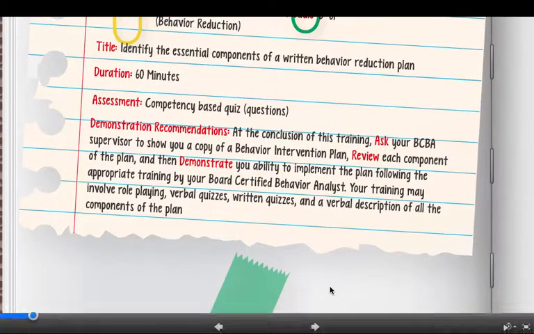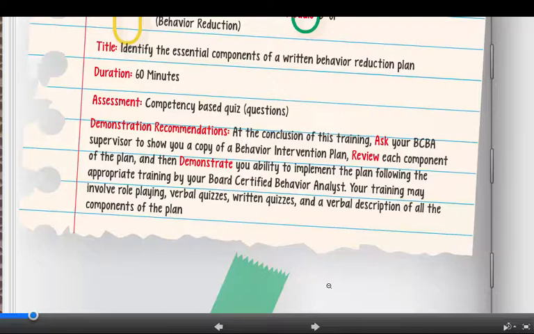With respect to demonstration recommendations, I'd suggest at the conclusion of this training, you ask your BCBA supervisor to show you a copy of a behavior intervention plan that they've developed. You want to look at the format that they've used. You want to read through the plan. You want to make sure that you have a good grasp of the requirements as dictated by the plan.